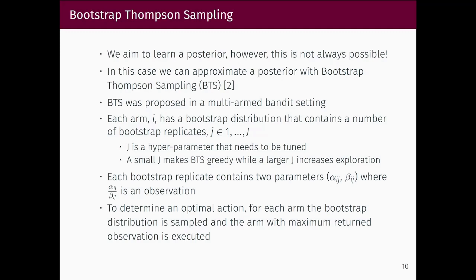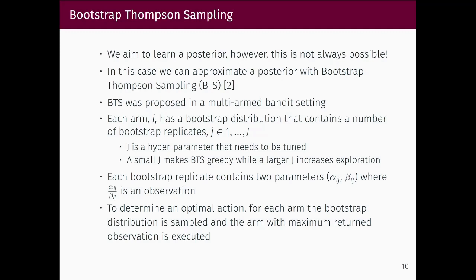Initially, BTS was proposed in a multi-arm bandit setting where each arm, I, has a Bootstrap distribution that contains a number of Bootstrap replicates. We say a parameter J is the size of a set of Bootstrap replicates, and the value that you set J to creates a set of a certain size that is full of these replicates. Generally, a small value for J will make your Bootstrap Thompson sampling algorithm greedy, while a larger value will increase exploration.